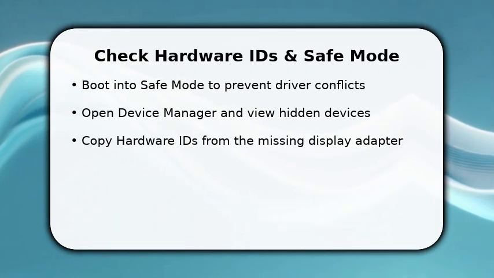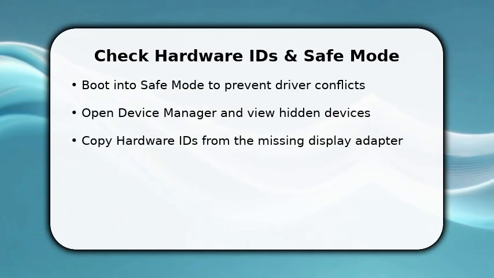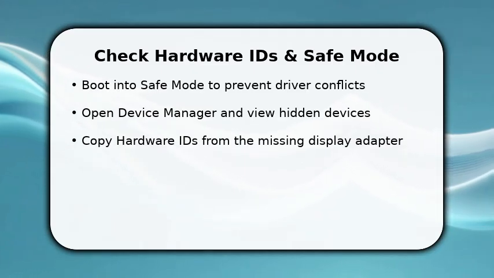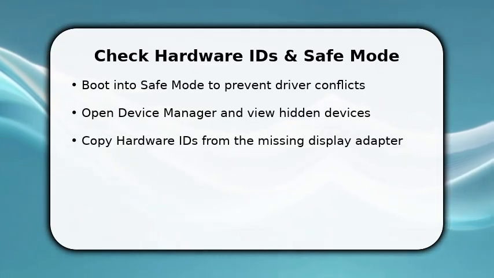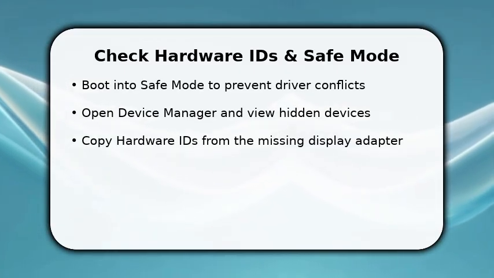You should right-click the missing display device, select Properties, then Details, and copy the first hardware ID string. These IDs let you match the exact vendor and device. Make sure to save them to a note for the next download step.